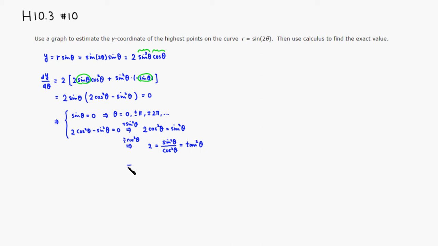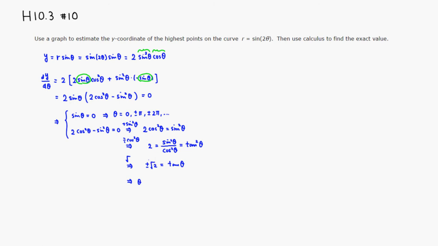Alright, then we can just take the square root of both sides. Then you have plus or minus square root of 2, and that's equal to tangent of theta. Right? So this will give us the theta value, and so we're looking for the angle.